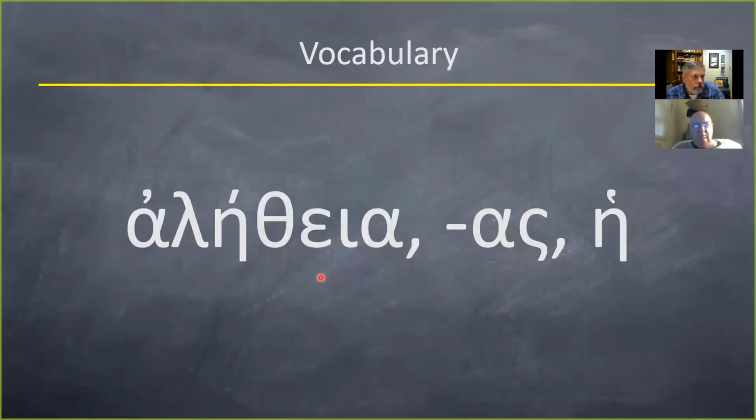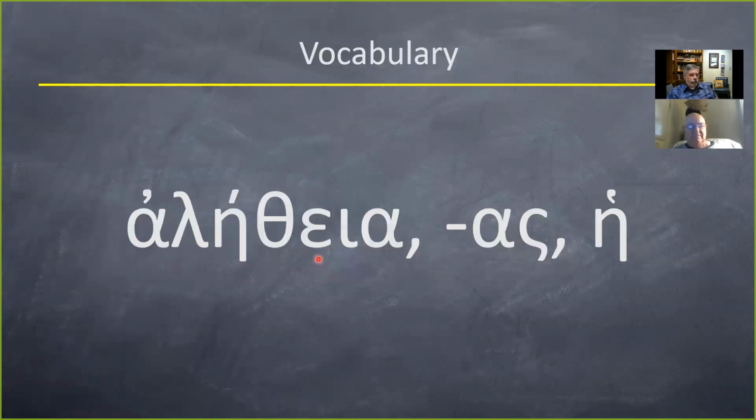And that leads us to vocabulary. If you know any of these words, alētheia. Now don't cheat and look in the book. See if you recognize it. If you don't, that's okay. We're in chapter what, 14? Yeah, 14. Well, we haven't done 14 yet, so you probably won't recognize them.